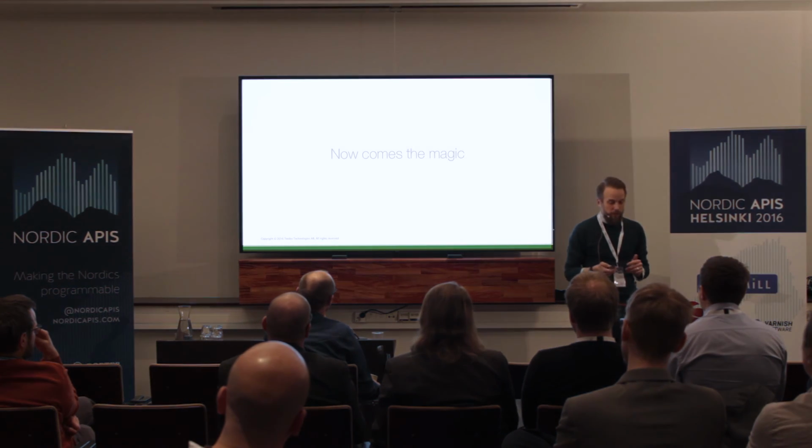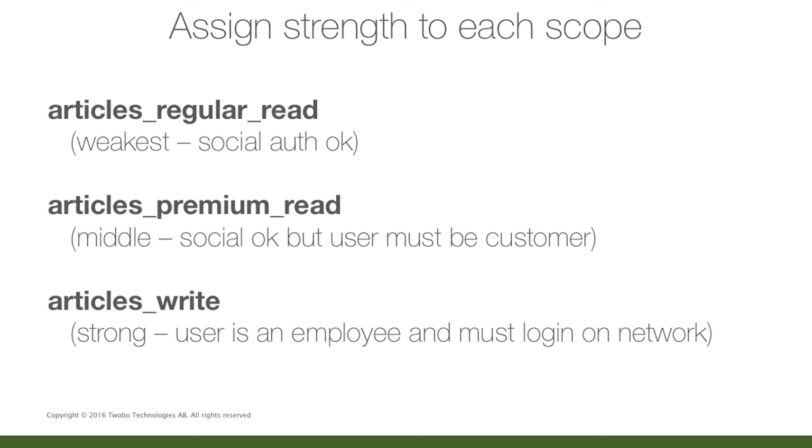So here comes the magic. We assign these scopes with different strength. And we say that if you want articles regular read, we consider that to be a weak scope. You can log in with any social authentication you want. If you want articles premium read, it's less weak, but it's kind of weak. But you have to be a customer. So you can log in with a social authentication, but we have to look you up and make sure you're a registered customer. Paying customer, probably.